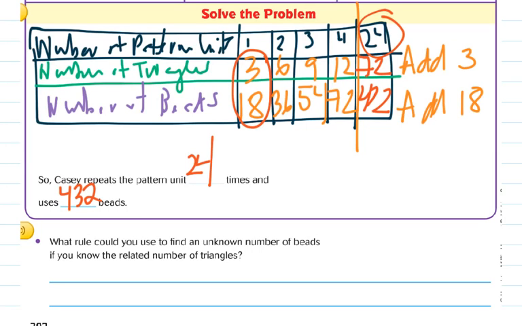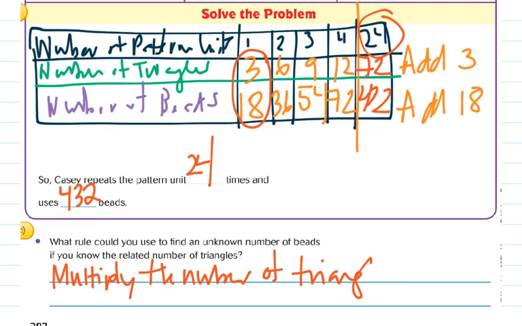432 beads. It says, what rule could you use to find the unknown number of beads if you know the related number of triangles? So we know that the rule here would be to multiply the number of triangles by 6 to find the number of beads.